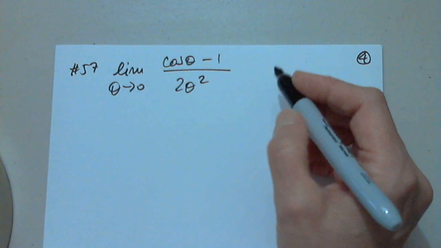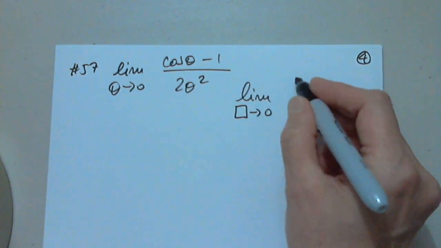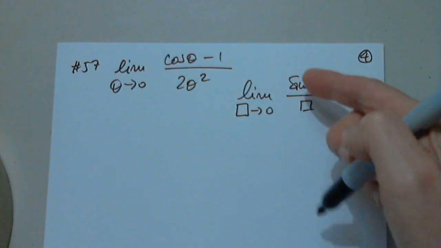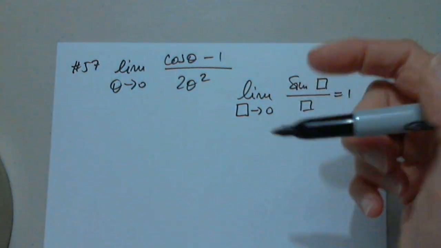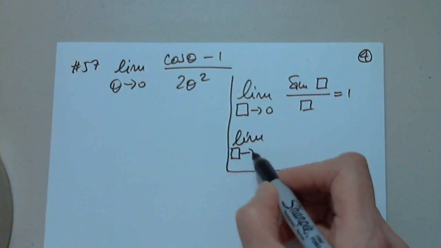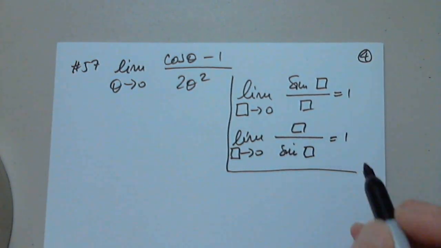We already have one. We have the limit as the box approaches 0, sine of the box over the box equals 1. And also the multiplicative inverse, the same thing. So the limit as the box approaches 0 of the box over sine of the box is 1.